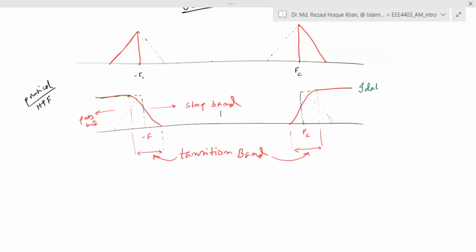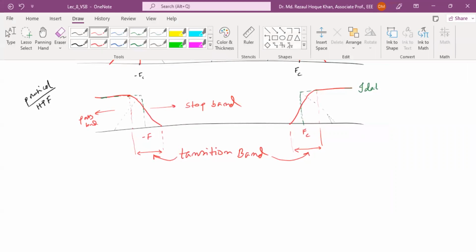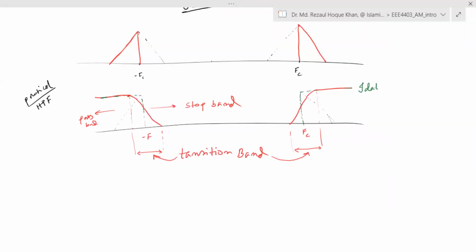Now, because of this practicality, how would the upper sideband look? For example, the upper sideband would be like this. So this will be the upper part, but here, because the transition starts at this point, it will be like this.